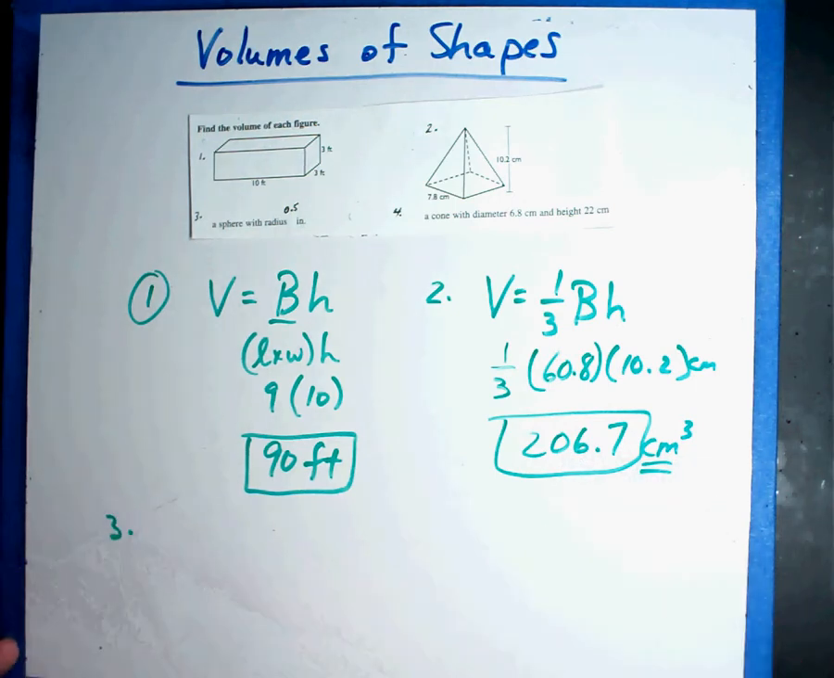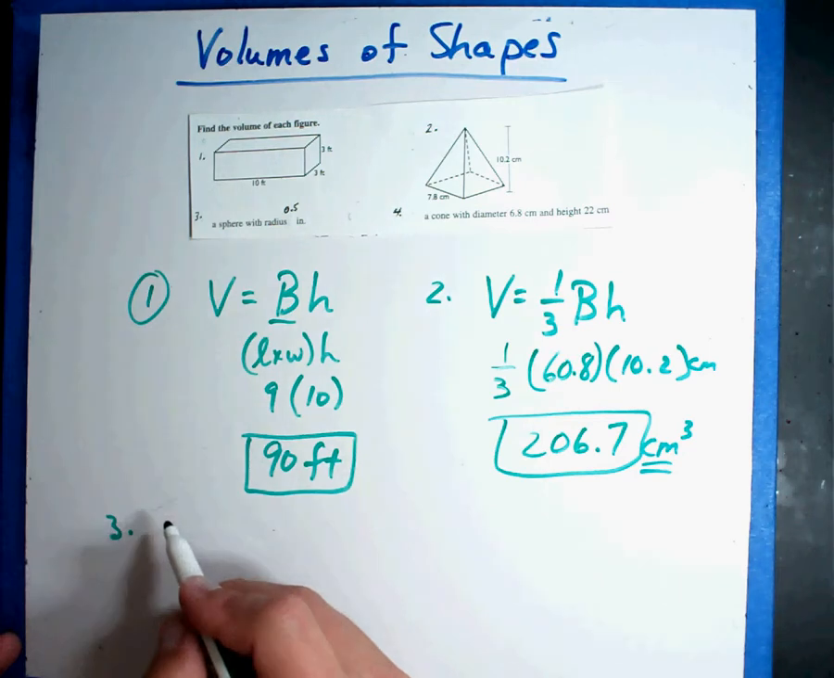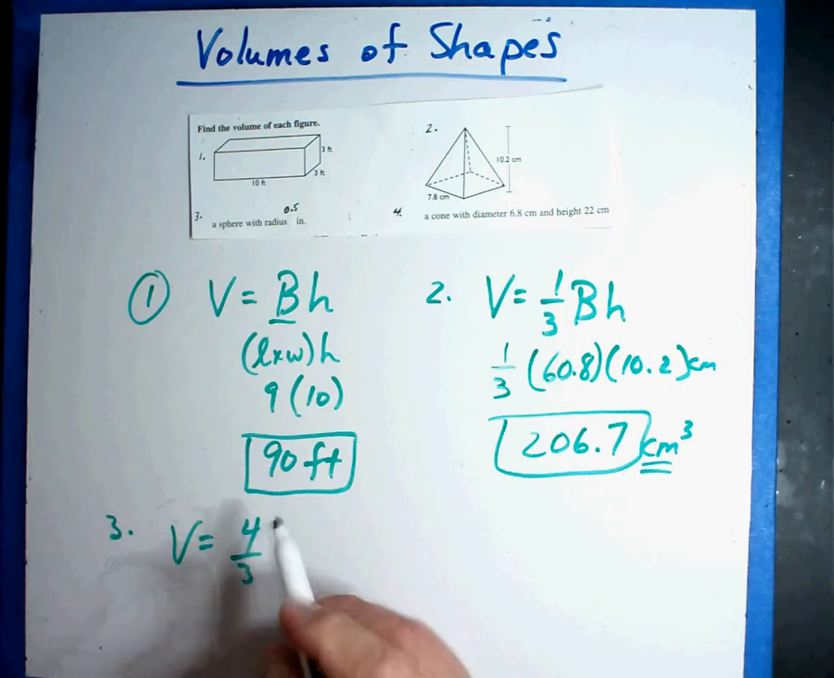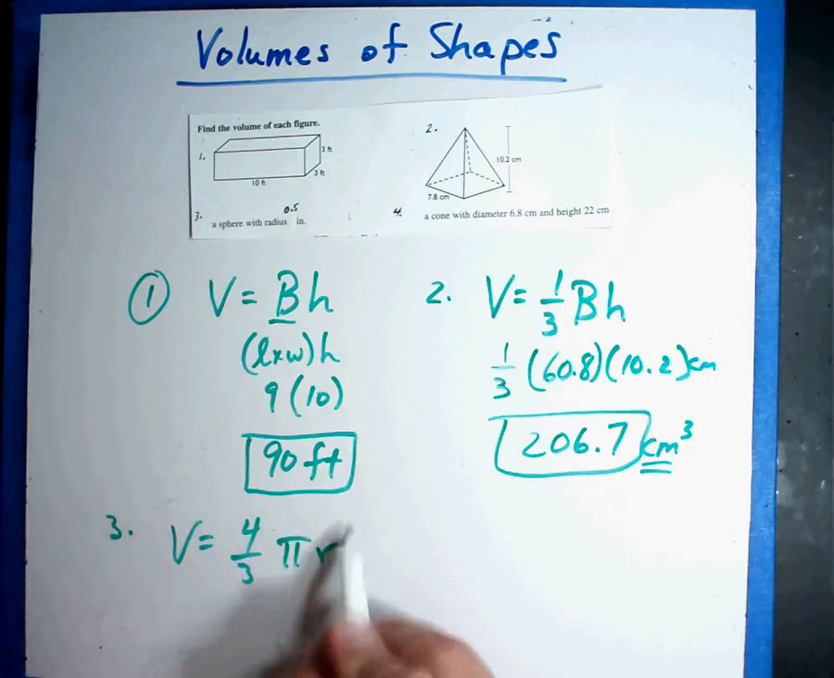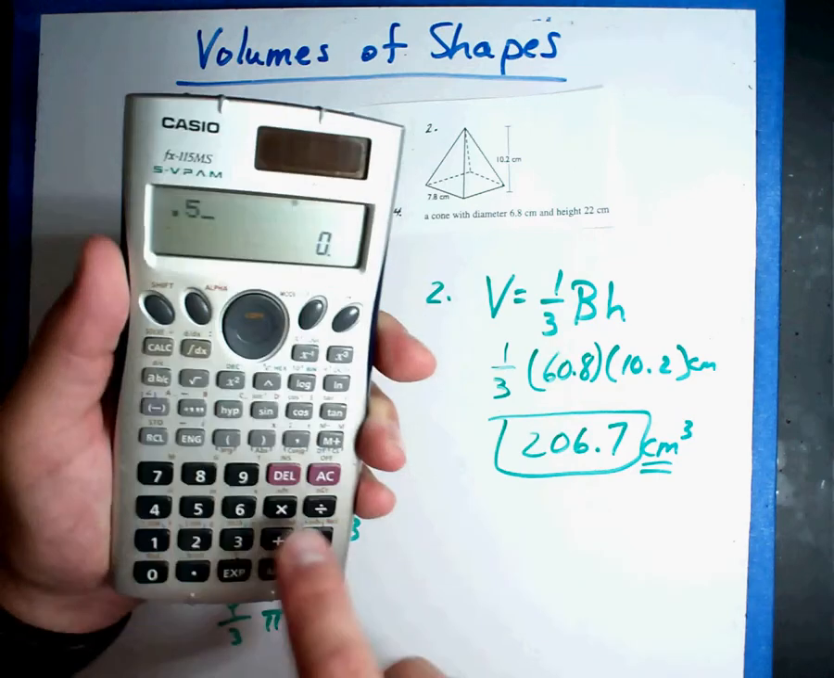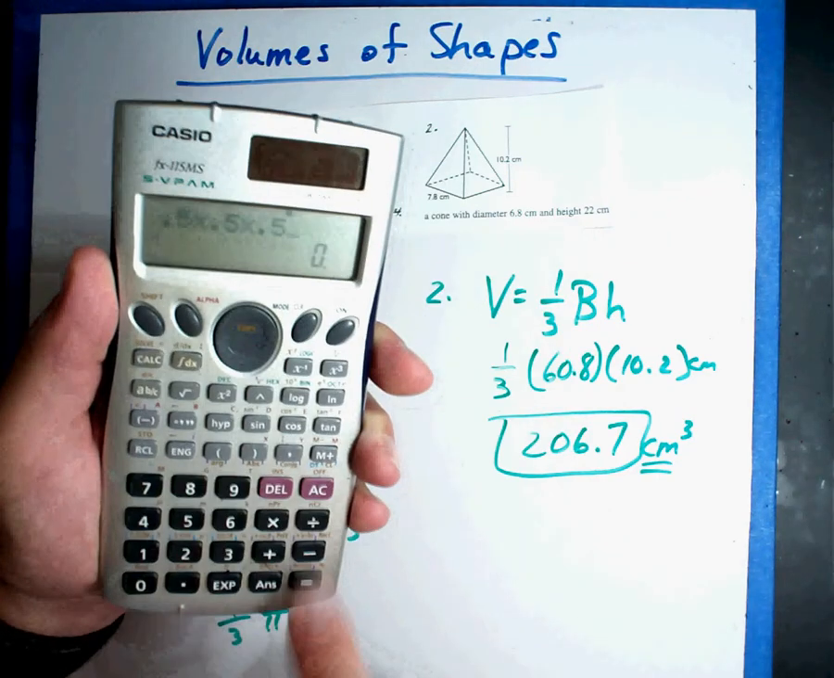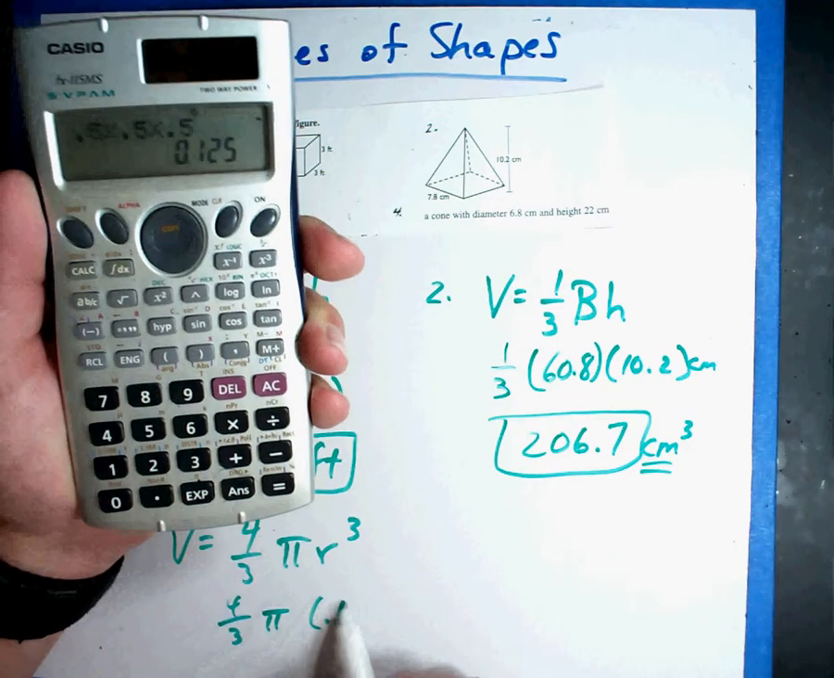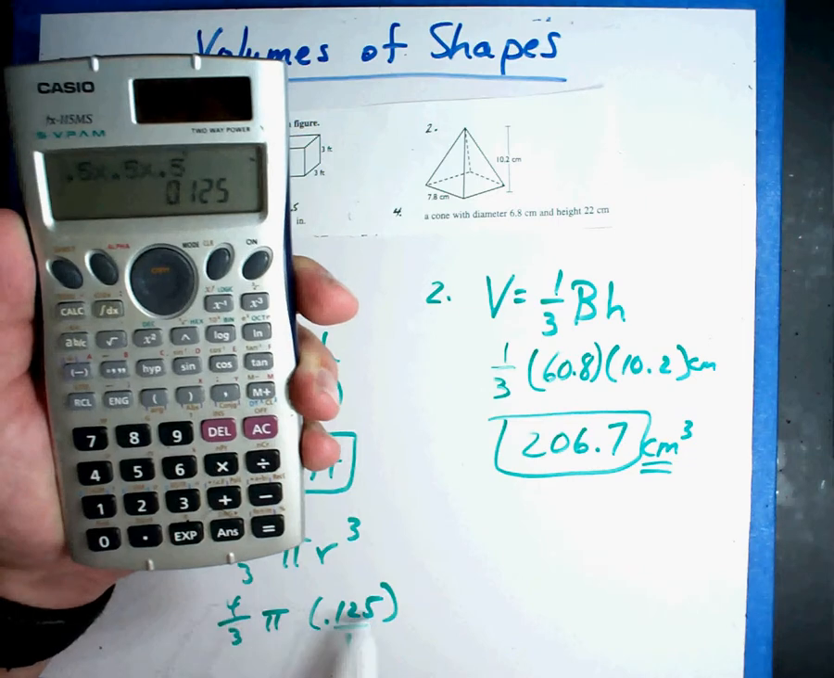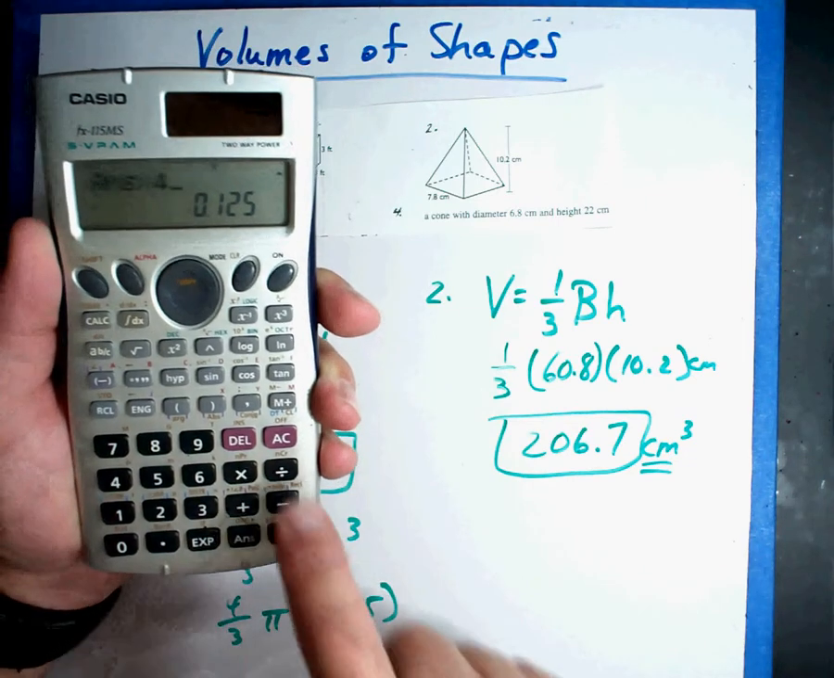Number 3, the volume of a sphere. Volume of a sphere is going to be 4/3 pi r cubed. Be careful, that one is a cubed, so it's 4/3 times pi. And then the radius, it tells me, is 0.5. So I'm going to take 0.5 times 0.5 times 0.5, and I get an answer of 0.125. So if that's over 1, I multiply that times 4, and then I divide by 3.